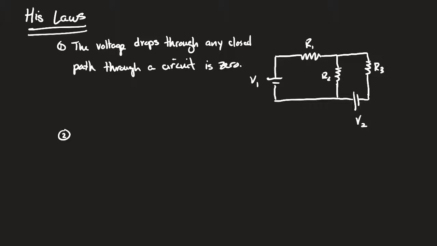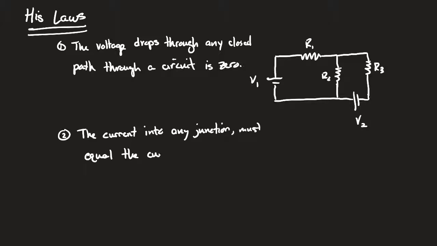The second one is the current rule, and it's the current into any junction must equal the current out.